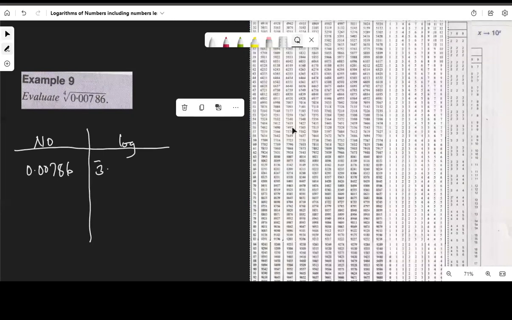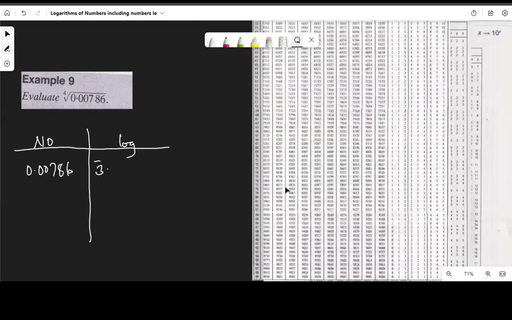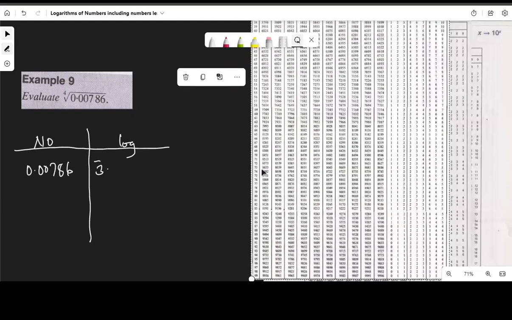No difference in this case. 78 under 6. 78 is right here, and that is 0, 1, 2, 3, 4, 5, 6. That is 8954. And because we are taking the fourth root of this number, we have to divide it by 4.